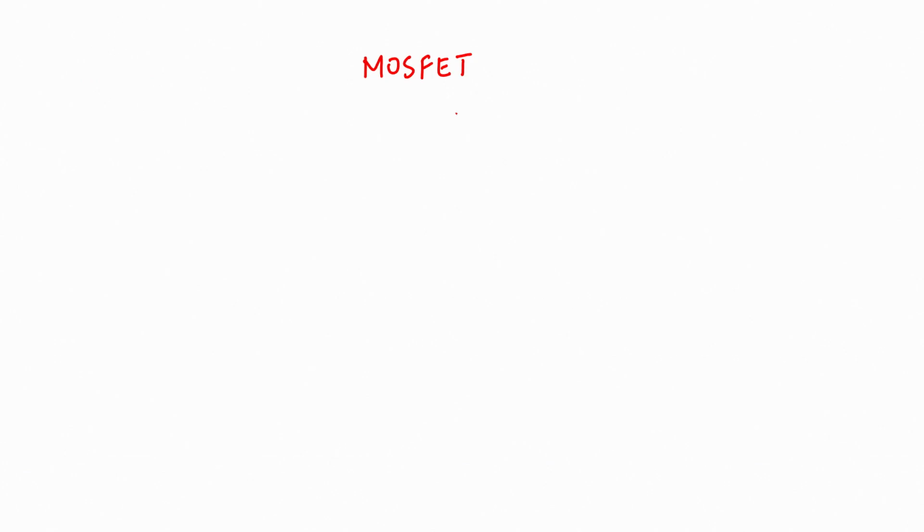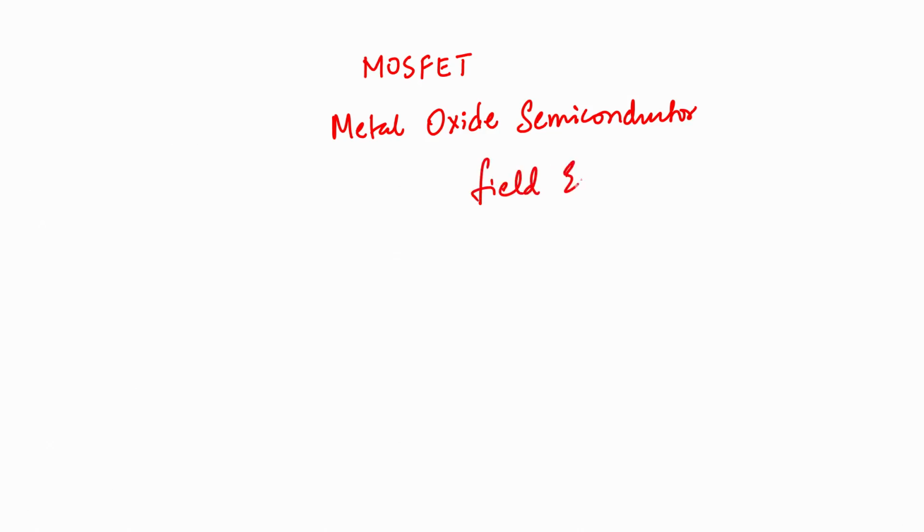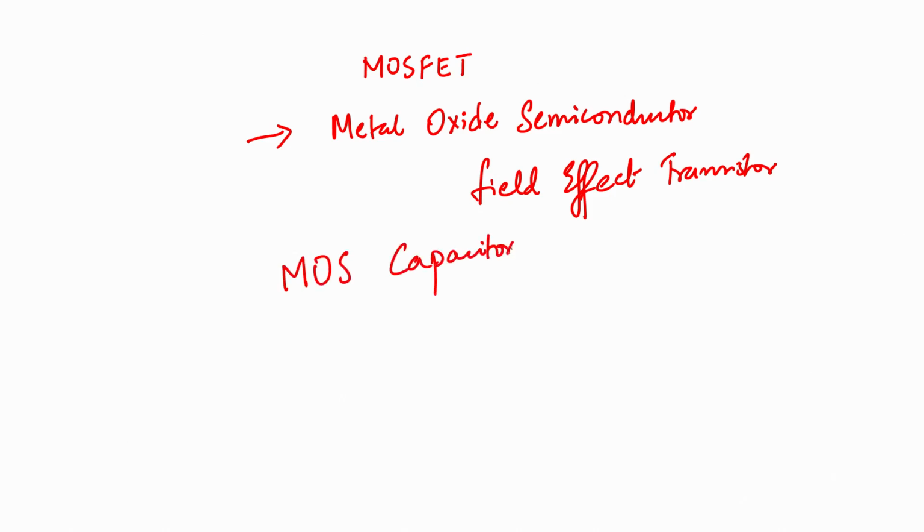We will begin our study by looking at a very important device, the metal oxide semiconductor field effect transistor. This device is quite important because it is the building block of all modern day integrated circuits. Before we get to the details regarding MOSFETs, we will initiate our study with something called the MOS capacitor, that is, a metal oxide semiconductor capacitor.